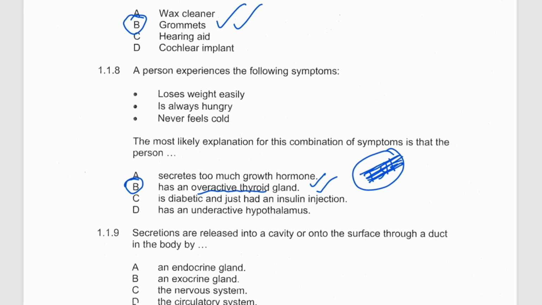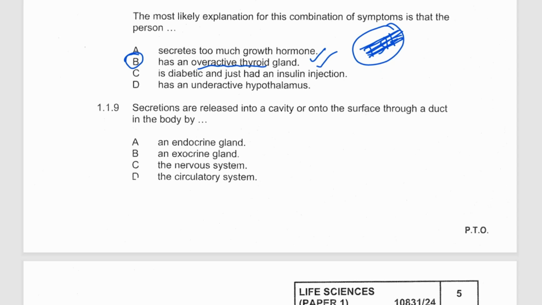So you understand? So the answer becomes B. Secretions are released into a cavity or onto the surface through a duct in the body. Cavity means a hole or space. So how do you call that secretion?